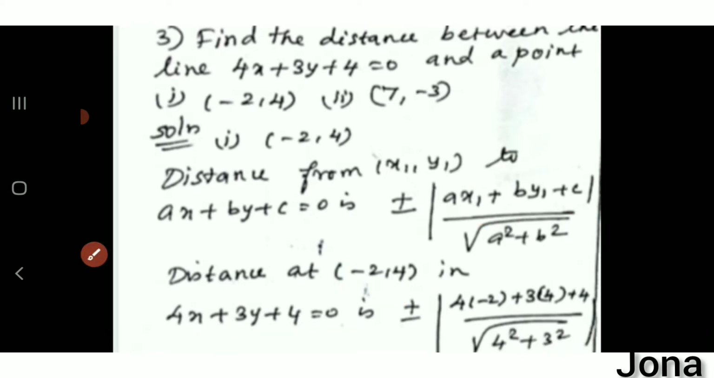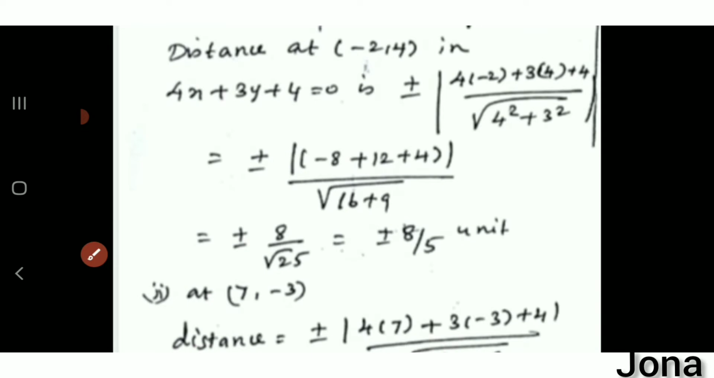We have to simplify now. So plus or minus, at the numerator we have -8 + 12 + 4, divided by 16 + 9, which is equal to root 25 at the denominator. At the numerator we have 8. So plus or minus 8 by 5. This is the distance from the line to the given point.